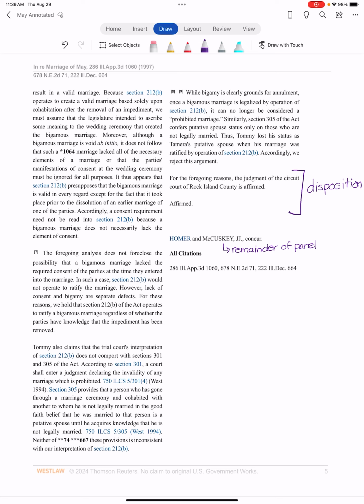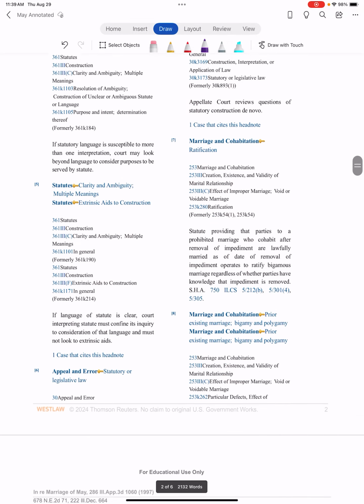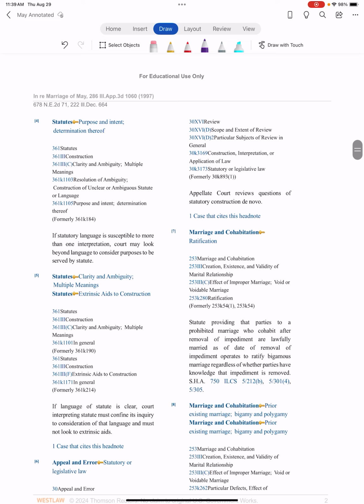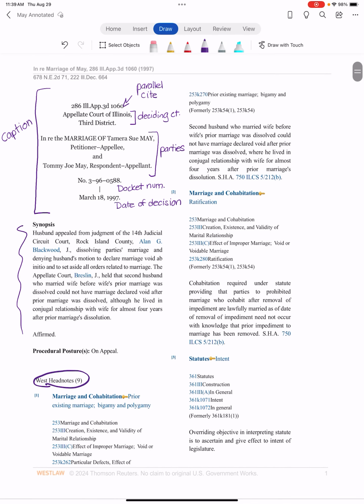I haven't done any of the other steps necessary for my close reading. I haven't gone through the West headnotes yet to figure out if there are other topics in here that do not touch on marriage. Again, remember, I'm reading this case because I have a client who has a question about whether or not her marriage is void or voidable, in other words, whether or not she can seek an annulment. So I'm going to concentrate my work on those sections, not necessarily the other sections.